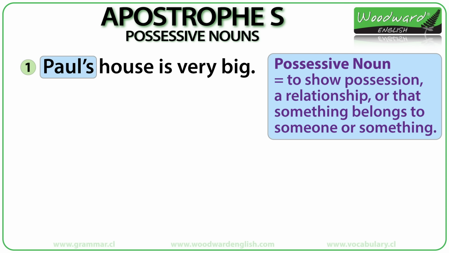Look at the example. Paul's house is very big. Instead of saying the house of Paul in English, we use the apostrophe S to show that the house belongs to Paul. Paul's house is very big. Here are some more examples.